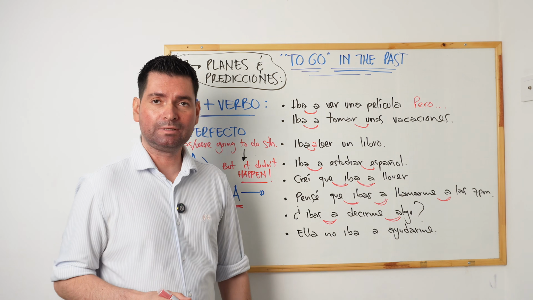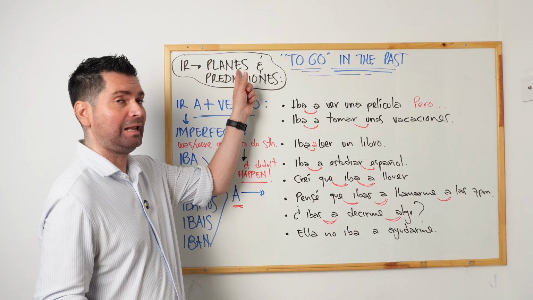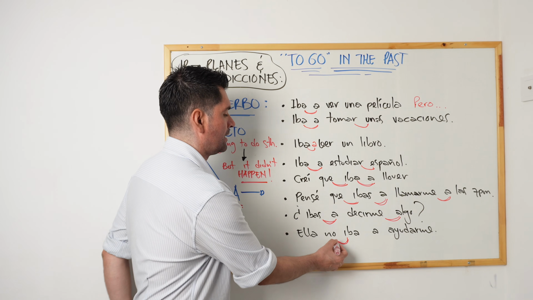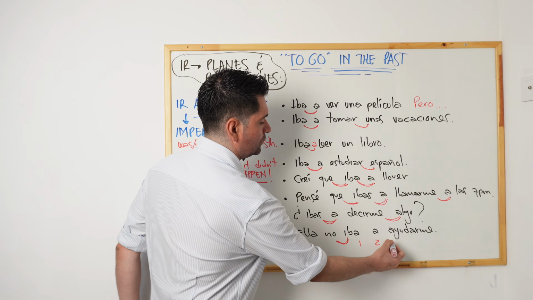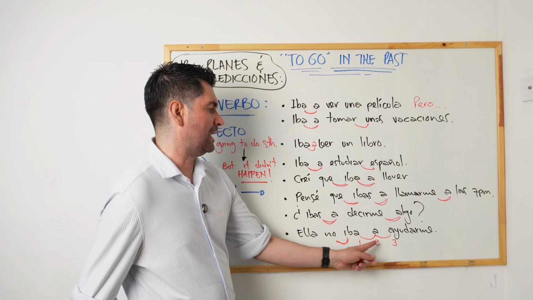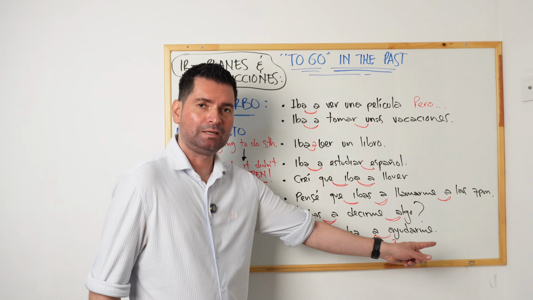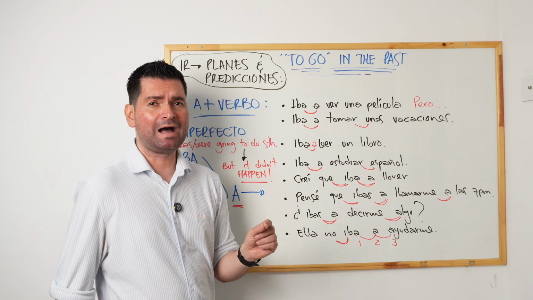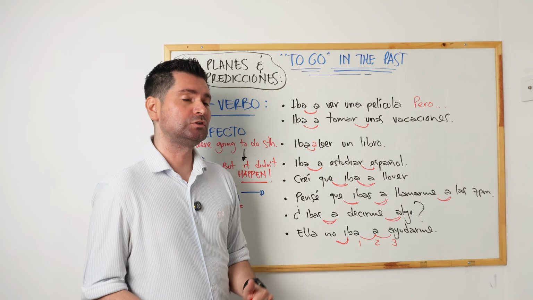Ella no iba a ayudarme. That wasn't her plan to help me. Attention with the connections. No iba. And here there are 3 A's. 1, 2, and 3. We connect them and actually only pronounce 2. Ella no iba a ayudarme. We don't say no iba a ayudarme. We say no iba a ayudarme. Ella no iba a ayudarme.